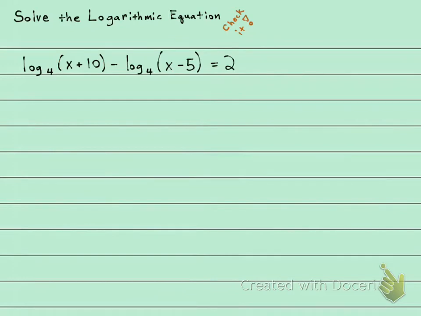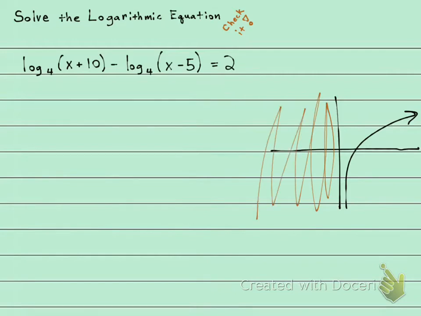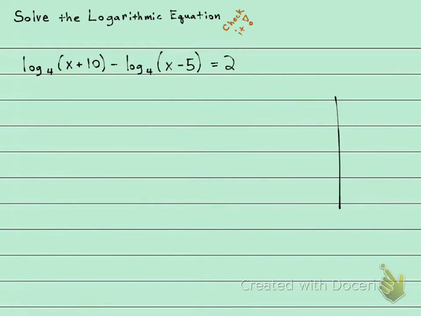You remember how we graph our logarithmic function. It looks like this, right? And do we have any logarithm back here in the negative? No, we don't. Okay, so our logarithm has to be positive.